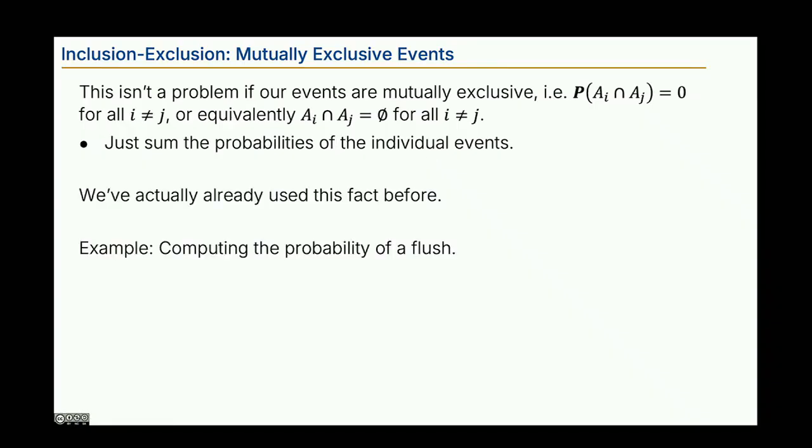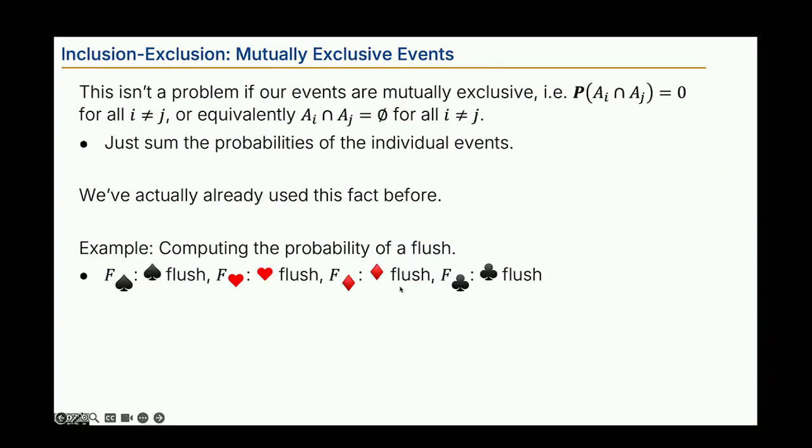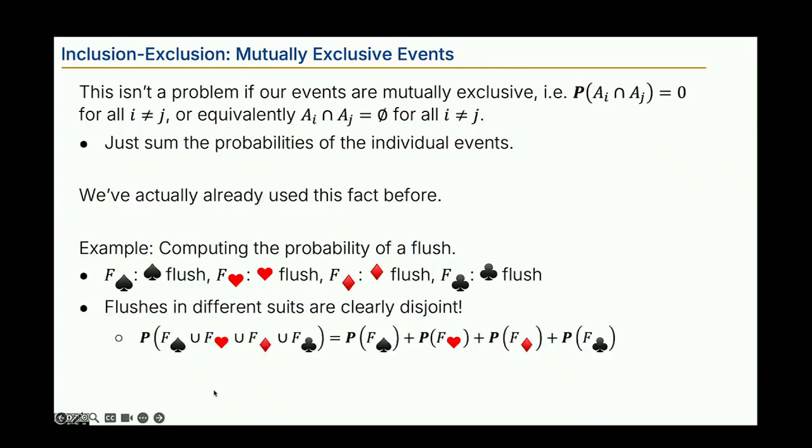For example, if we're computing the probability of a flush, if these are all the different flushes, well, you can't get a spades flush and a heart flush at the same time, right? These events are totally disjoint, and none of the spade flushes overlap any of the heart flushes. So what we can do is just say the probability of the union of these flushes, this comes out kind of ugly, is just going to be the sum of the individual probabilities. You used that on homework 8.